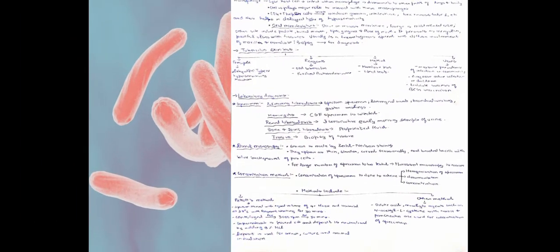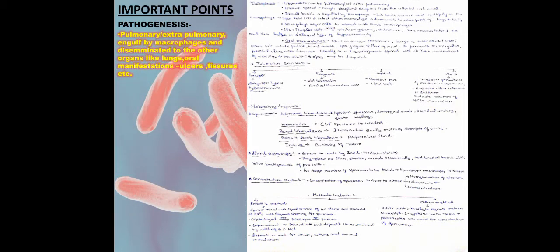So coming to some of the important points of this slide. The first point is the pathogenesis, that is pulmonary or extrapulmonary, where these organisms are engulfed by the macrophages and get disseminated to other organs like the lung. Some of the oral manifestations include that the main target site is the tongue, and also ulcers and fissures are common.